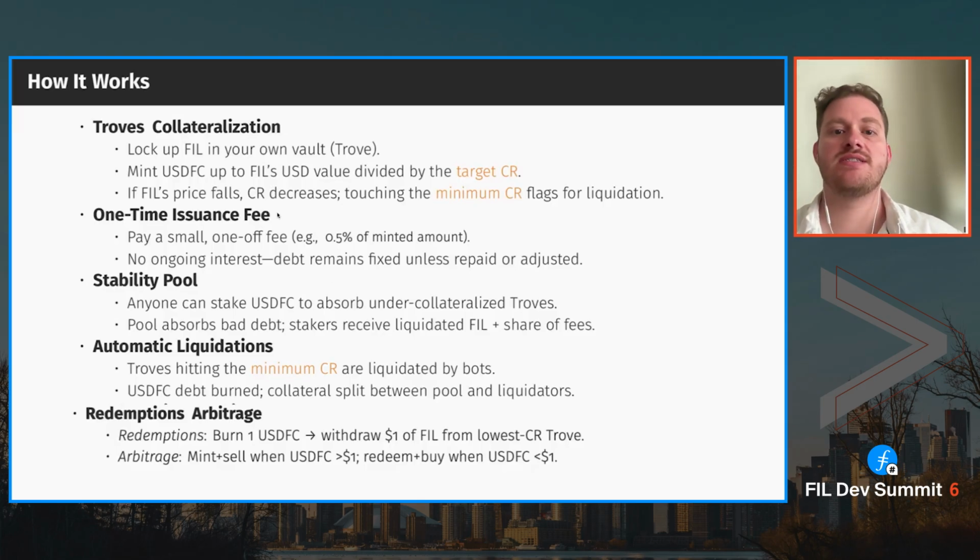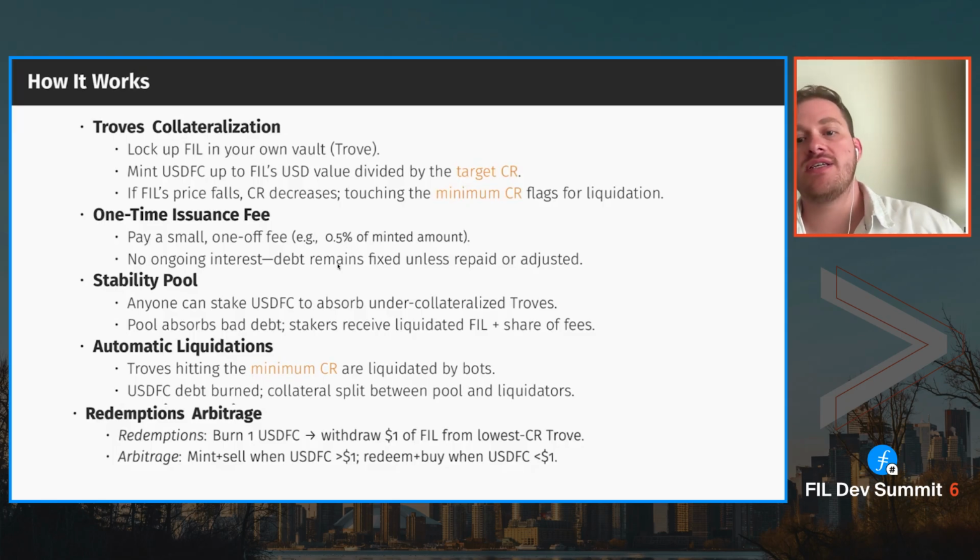So the way that it works for the troves is that you lock up some FIL in your personalized vault, in your trove, right? You can mint USDFC up to your FIL's USD value divided by the target collateralization ratio. And then what happens is that if the FIL price dips, your trove collateralization ratio decreases. And once it touches a minimum collateralization ratio, it is flagged for liquidation.